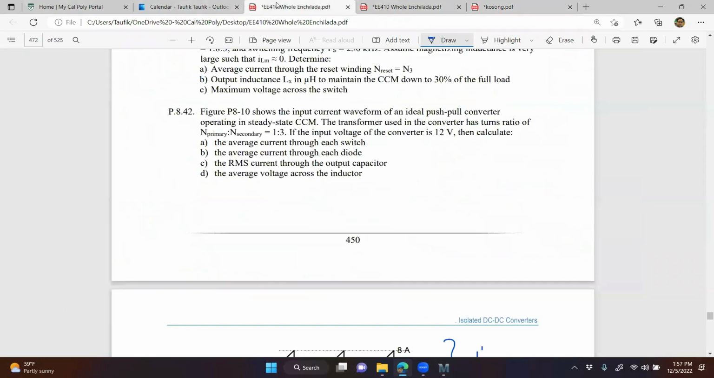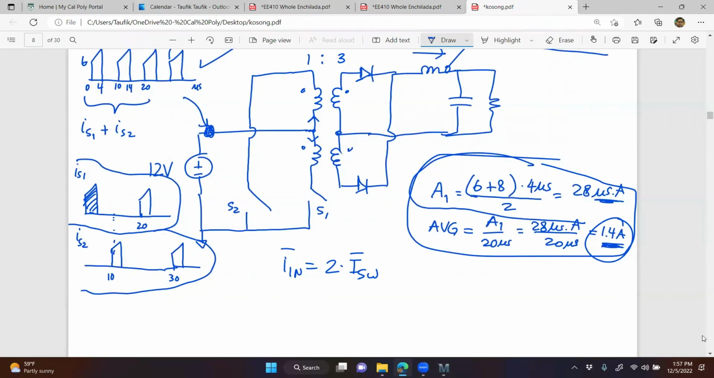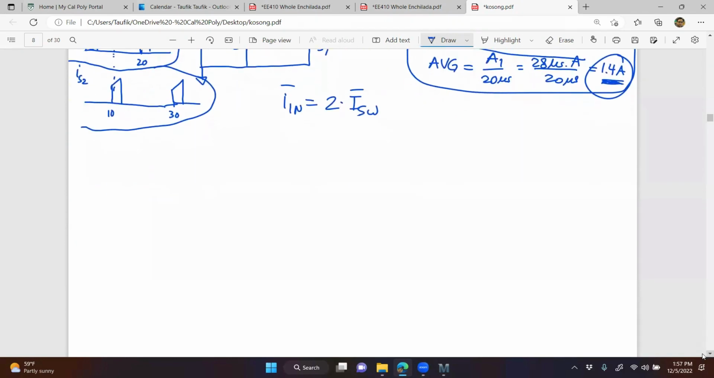Part B, average current through each diode. So this one is on the output side, on the secondary side. That's the thing about an isolated converter: you have to really make sure you know whether you're working on the primary side or the secondary side. So I diode is on the secondary side.